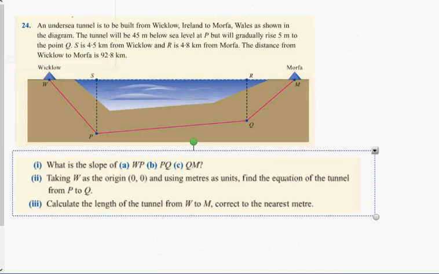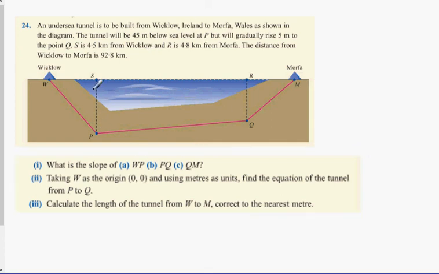Is that one? Okay. The undersea tunnel is built from Wicklow, Ireland to Marfa, Wales, as shown in the diagram. The tunnel will be 45 metres below sea level at P. So guys, at P, where is P? Alright, so that is 45. And will gradually rise 5 metres to the point S, which is 4.5 kilometres from Wicklow.